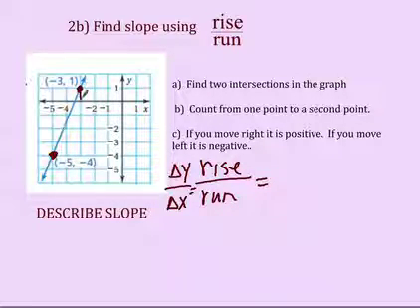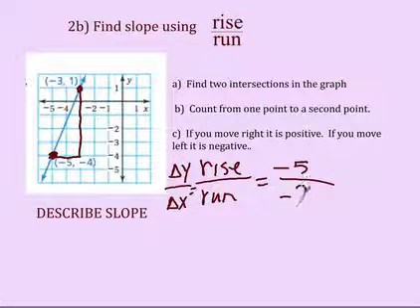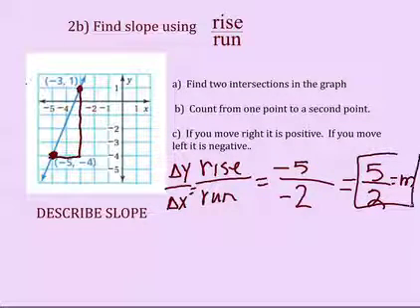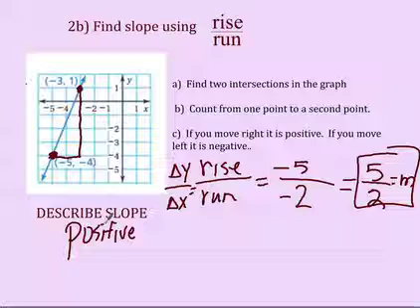So start at a point. I'm going to go 1, 2, 3, 4, 5 down, and 1, 2 to the left. So that would also be negative. A negative and a negative cancel. So I'd have 5 over 2 as the slope. Describe the slope. It is positive. And I came out with a positive, which is good because the line goes up.